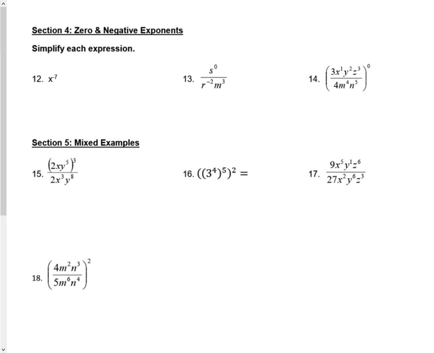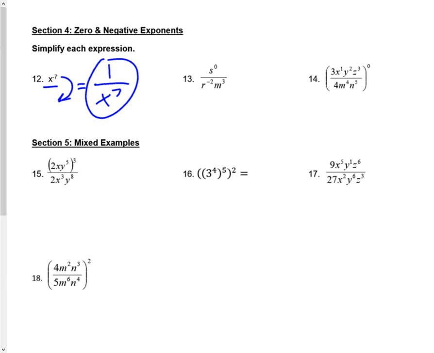Page 2 starts off with negative and 0 exponents. So big rule with the 0 exponent, if it's something with a 0 exponent, it just becomes 1. Negative exponents, you've got to move it. If it's on the top, you move it to the bottom. If it's on the bottom, you move it to the top. You just got to move it to make it a positive. So in this case, it's essentially x to the negative 7th power over 1. So let's move it to the bottom. So we have x to the positive 7th power on the bottom. And if there's nothing else there, you put 1 on the top. So it's 1 over x to the 7th power.